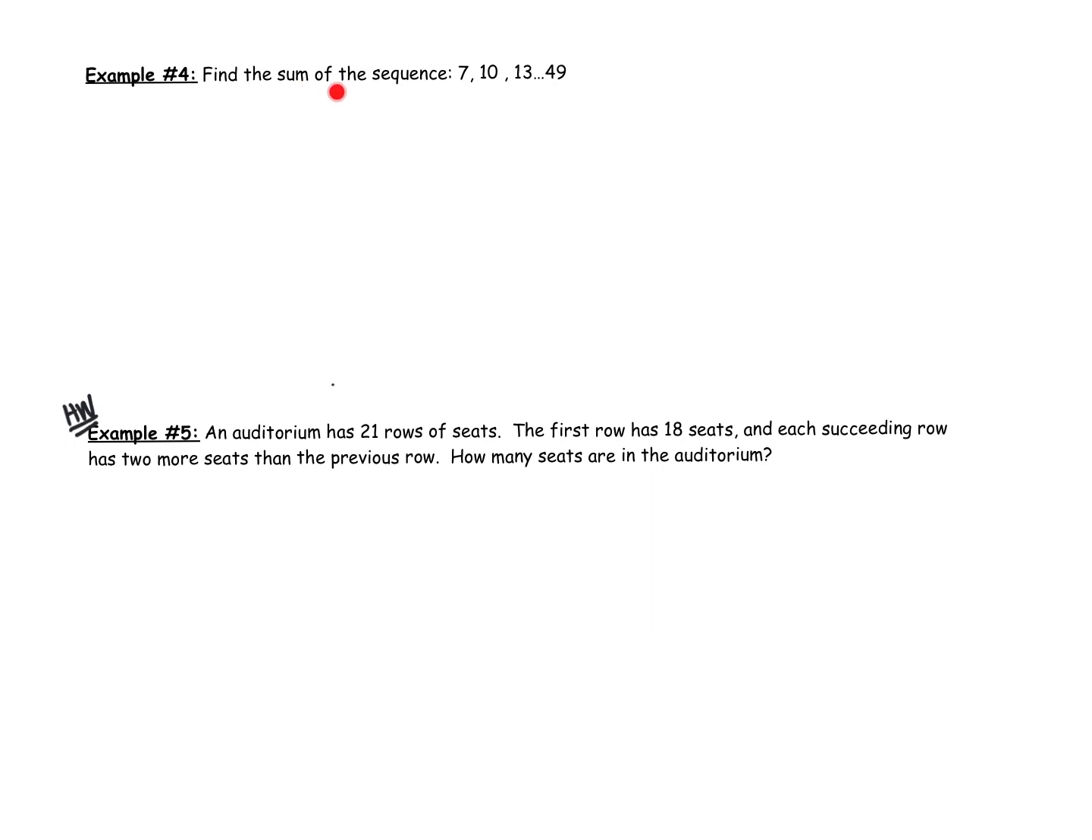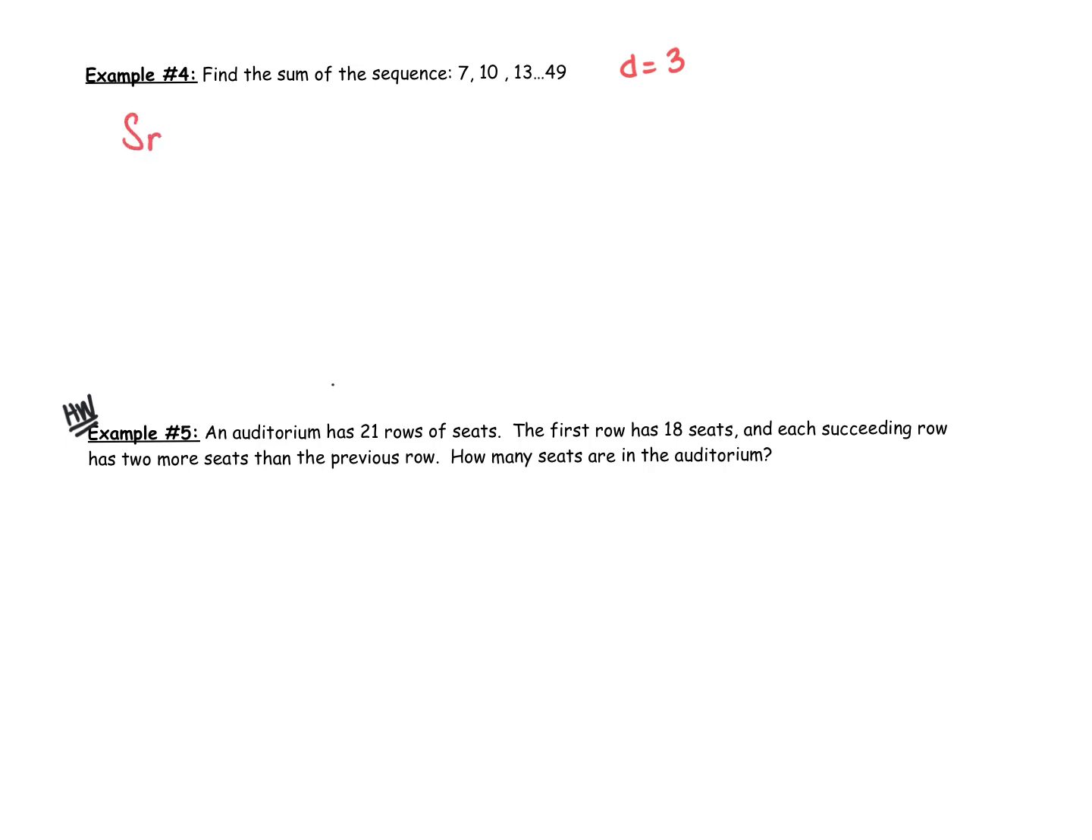It says find the sum of this sequence, 7, 10, 13, ... to 49. So the difference between this problem and the ones that we did before is that they don't tell you how many terms it takes to get to 49. So we first have to figure out what type of sequence this is. And just by looks of things, to get from 7 to 10 to 13, we're going to add 3. So that means my common difference must be 3, and this must be arithmetic.